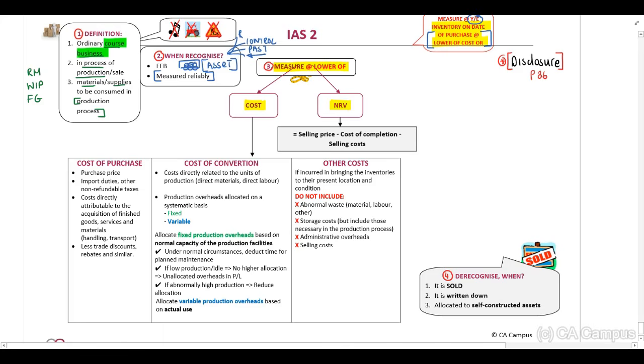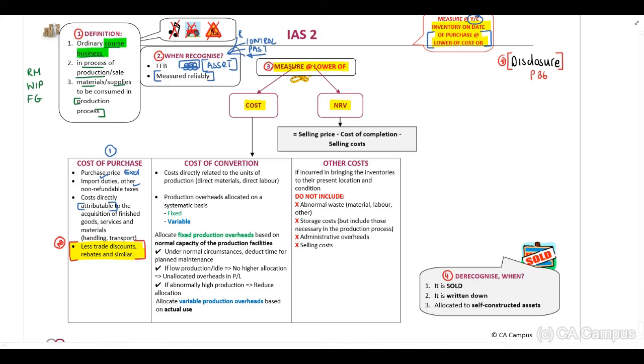Therefore, guys, let's have a look at what should be included in the cost of our inventory. First, we look at the cost of purchases. This will be a purchase price excluding VAT, important, import duties, other non-refundable taxes, costs directly attributable to the acquisition of our finished goods, services, and material, which will include handling and transport. And important, guys, less trade discounts, rebates, and similar types of discounts. This is very important, guys, that you should identify that the cost should exclude this.